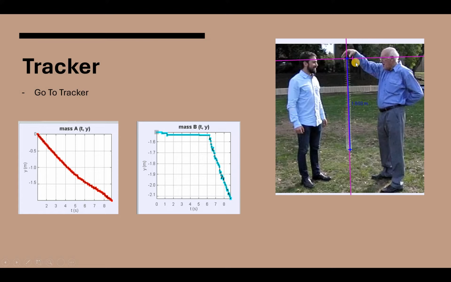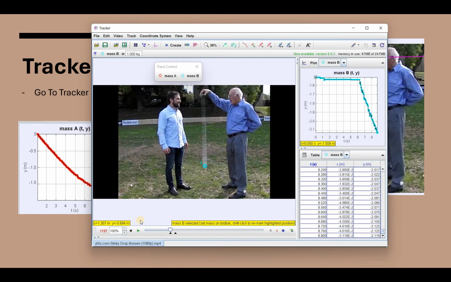I tracked A as the top of the slinky, and mass B will be the bottom of the slinky. And this is the coordinate system I set up. For the slinky, I estimated by eyeballing his height to be around 6 feet, and then this would be probably around 5 feet. And so that'll be equal to 1.5 meters. And this is my tracker.